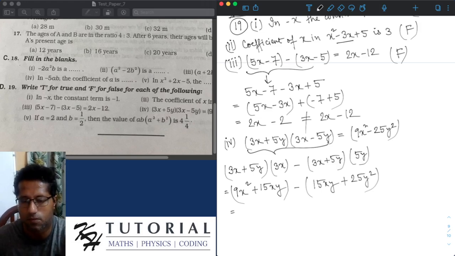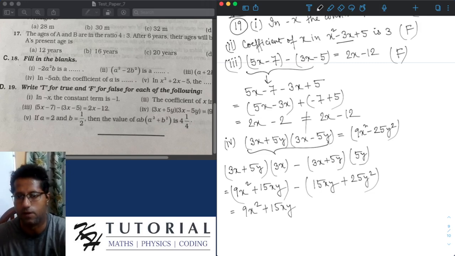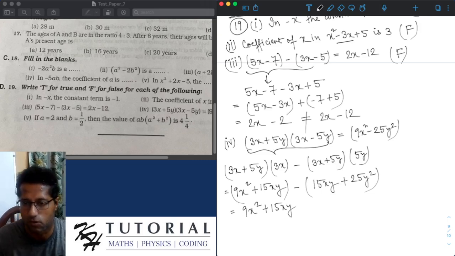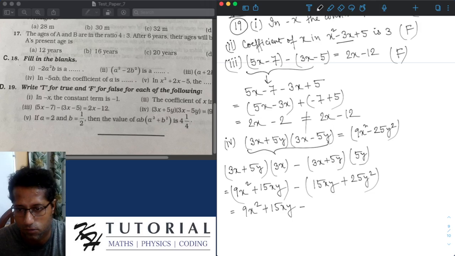The first grouping symbol we can remove without any problem because it has no negative sign in front of it. So we can write it this way. But to open the second grouping symbol, we see there is a negative sign in front of it. So the signs of the terms inside the second grouping symbol will change. So 15xy will become minus 15xy. Also plus 25y square will become minus 25y square.